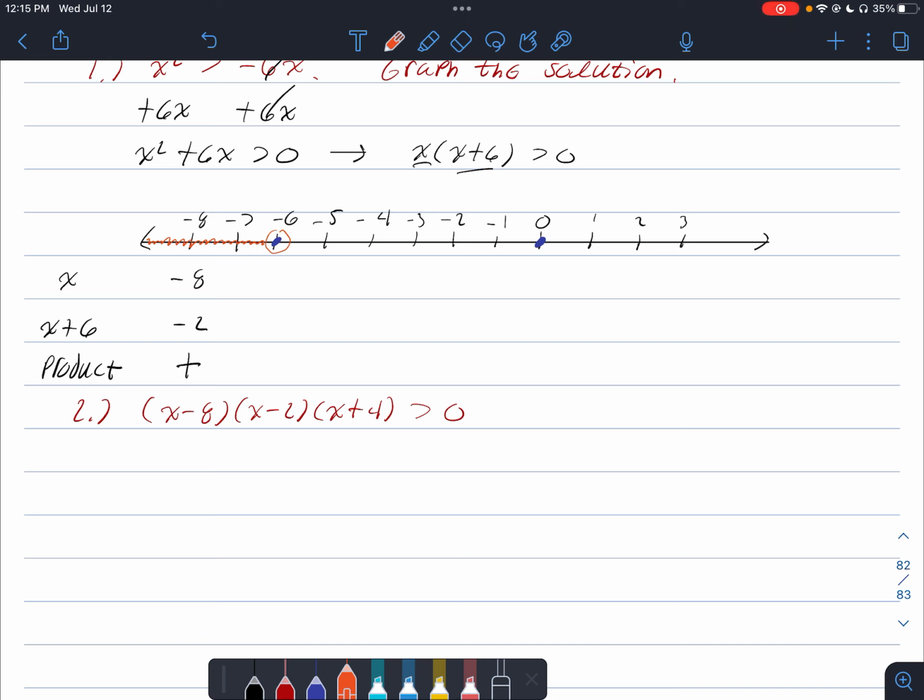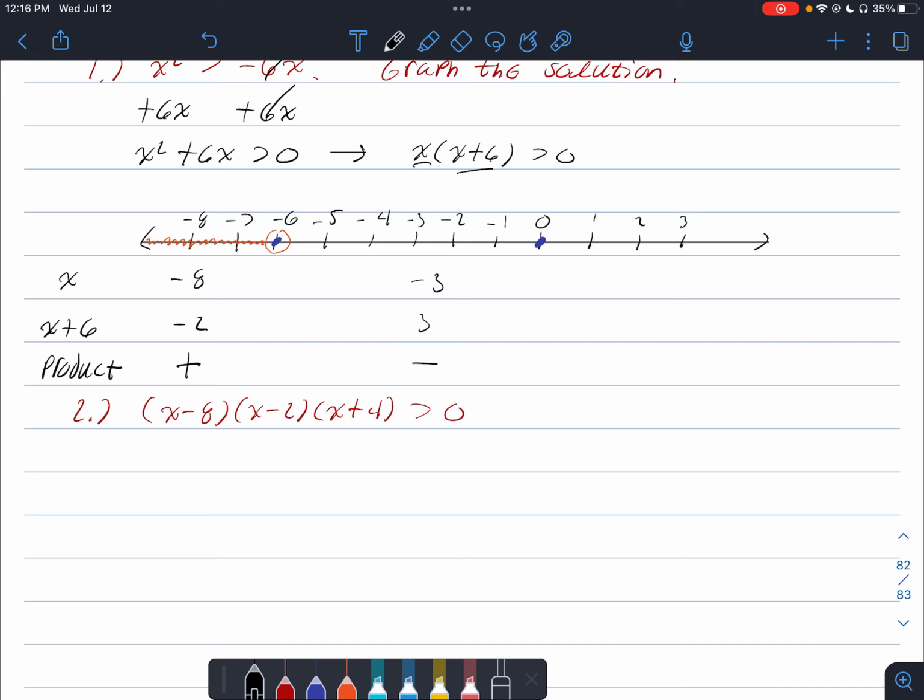Let's just try negative 3. So we plug negative 3 in for x, we'll just get negative 3. If we plug negative 3 in for x plus 6, negative 3 plus 6 is going to be positive 3. So 3 times negative 3, that's going to be a negative number. Okay, so the product will be negative.